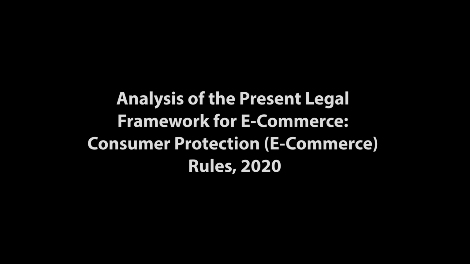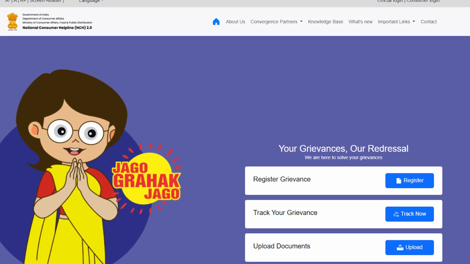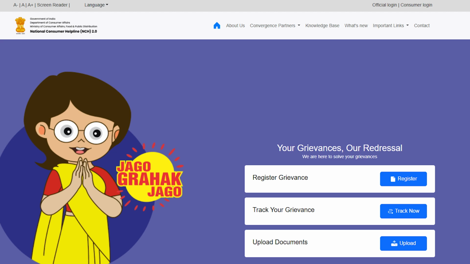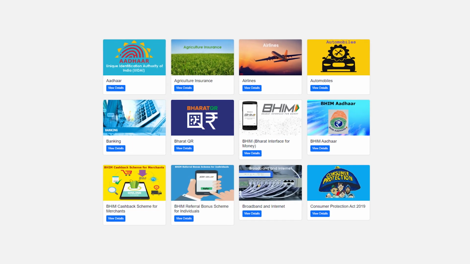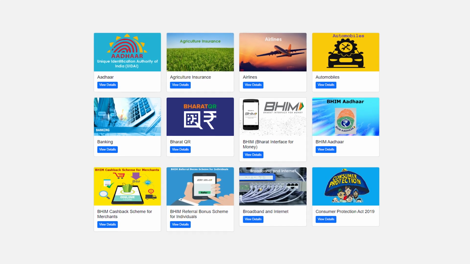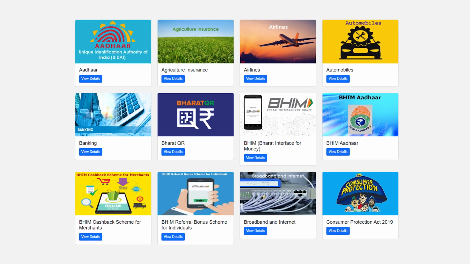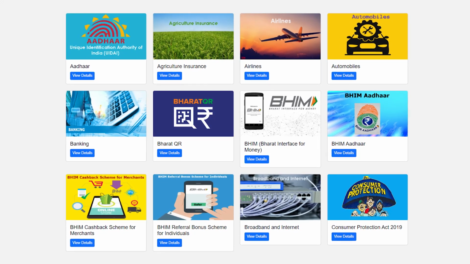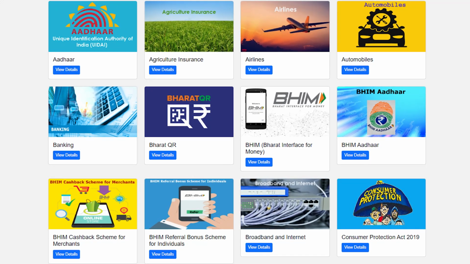Analysis of the present legal framework for e-commerce, Consumer Protection E-commerce Rules 2020. The National Consumer Helpline of India is a crucial tool for e-commerce businesses operating in India. It provides guidelines for online companies, including the identification of a top designated functionary or nodal person of contact who lives in India, and clear and easy to find information about the company's legal name, headquarters, website and phone numbers of both the customer service team and grievance officer.